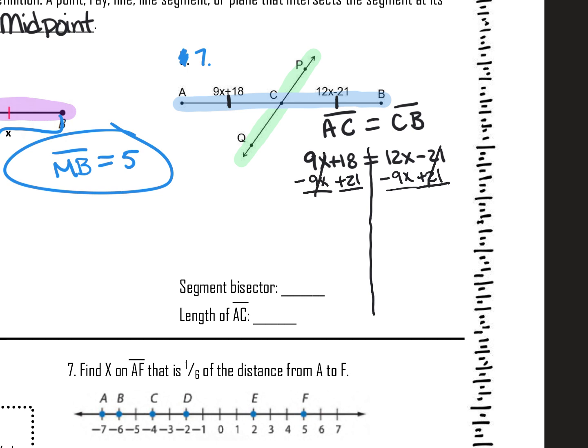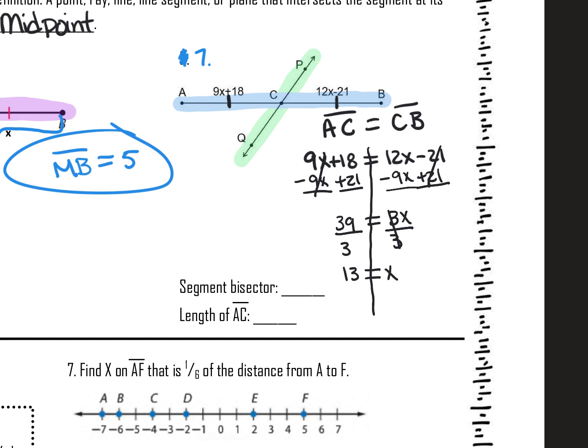18 plus 21 is going to be 39. And 12 minus 9 is going to be 3. And the x stays. Last step, divide by 3. And you get that x is going to equal 13. All right. And then if we look at these questions down here, we'll go back to question 6 here in a minute and solve it.